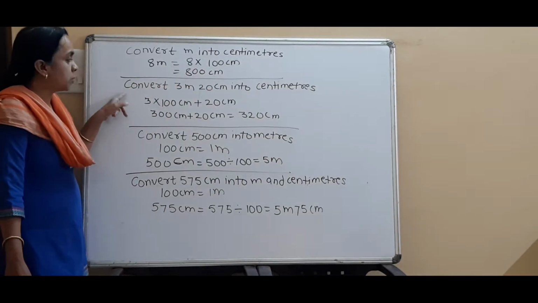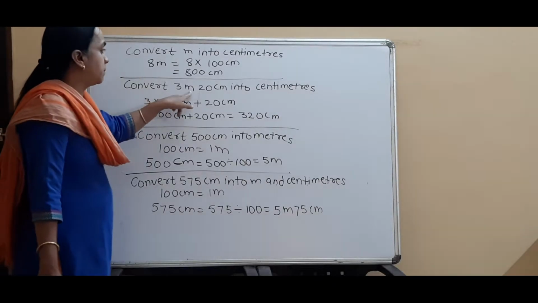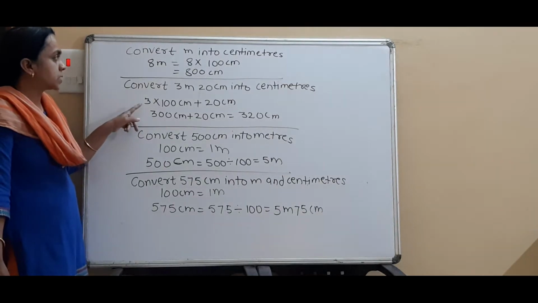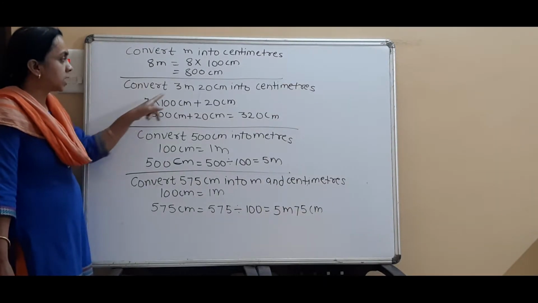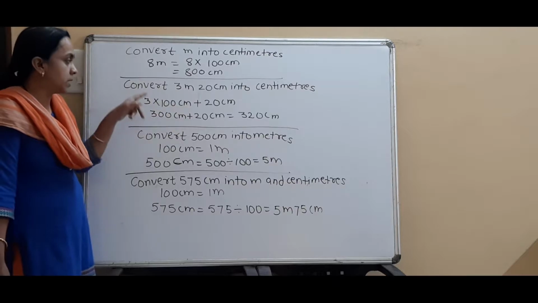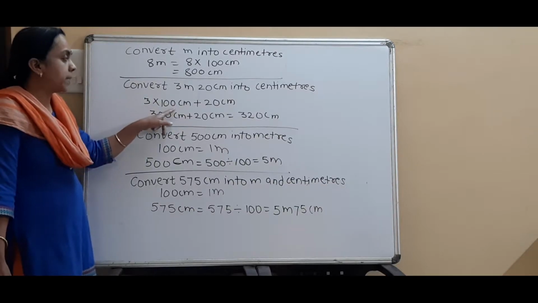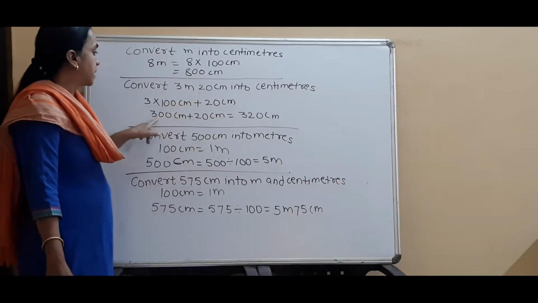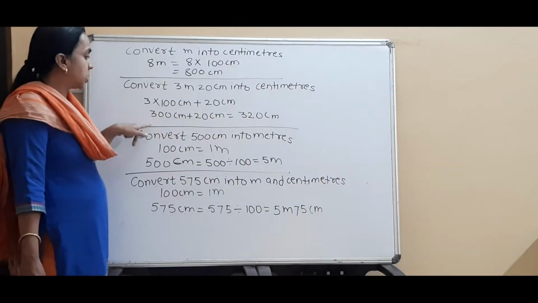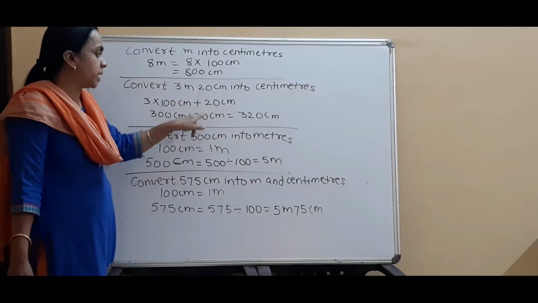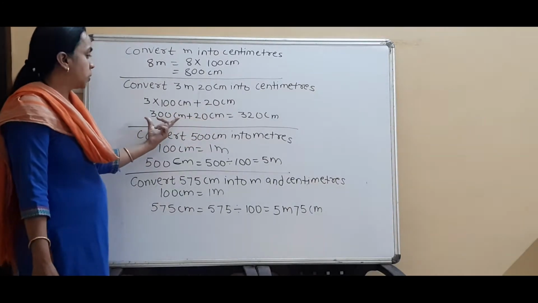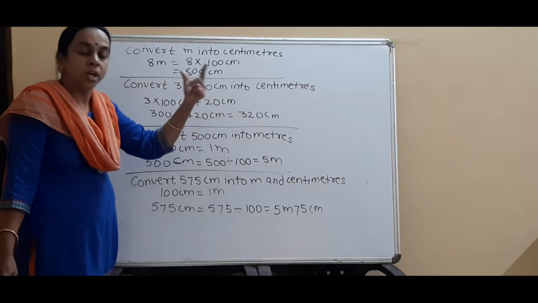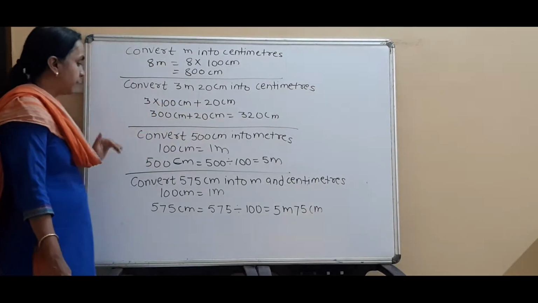Okay. Now suppose we have to convert 3 meter 20 centimeter into centimeter. So first what we will do? We will convert this meter into centimeter. How? 3 multiplied by 100 centimeter plus this 20 centimeter. So 100 multiplied by 3, 300 centimeter plus 20 centimeter. So 300 centimeter plus 20 centimeter equal to 320 centimeter.